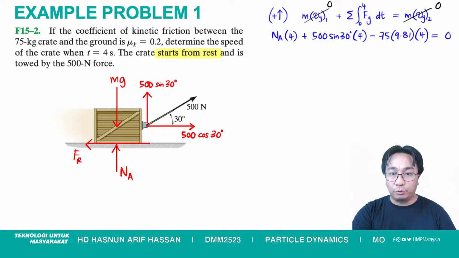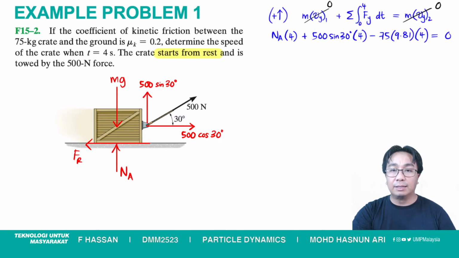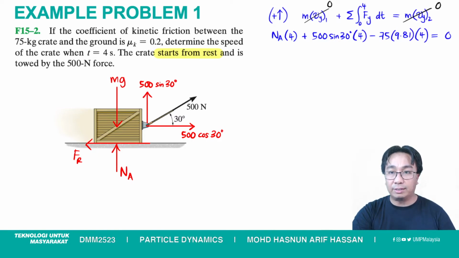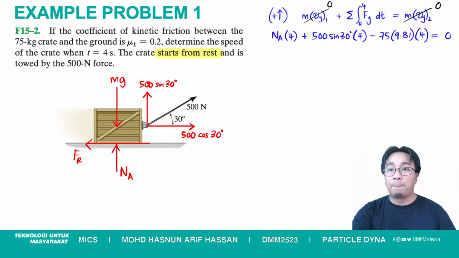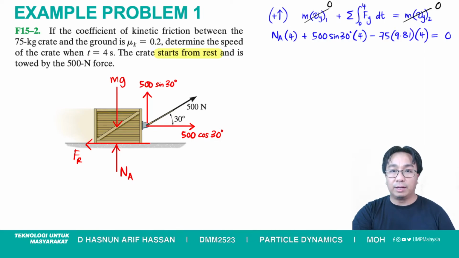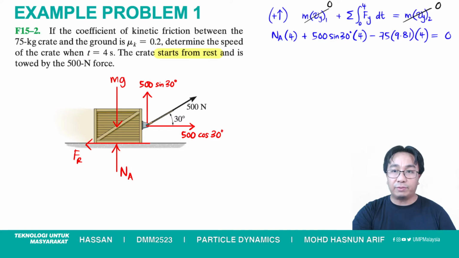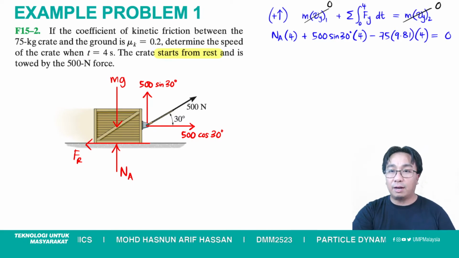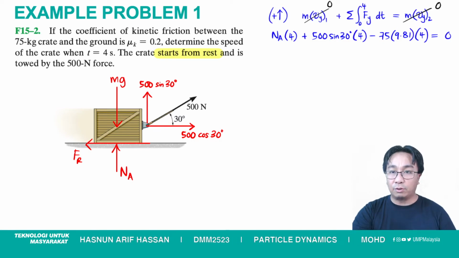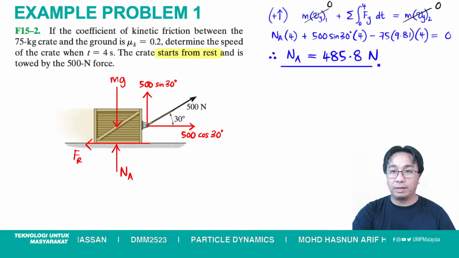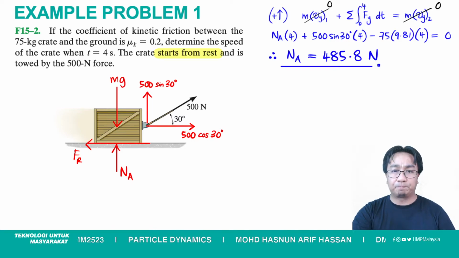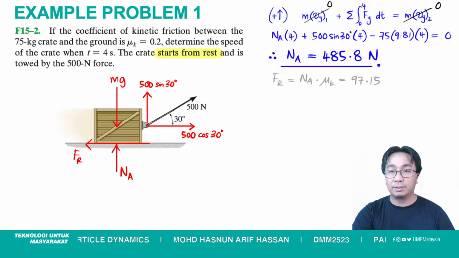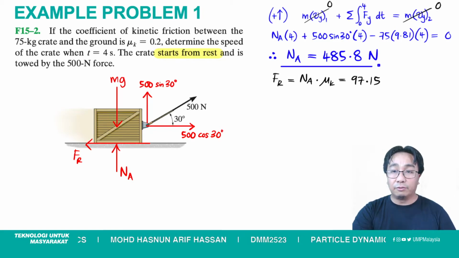And you also have 500 sine 30 pointing up, positive, so plus 500 sine 30, the force, multiplied with time 4, gives the impulse. Then we have the weight pointing down, so minus 75 times 9.81, the weight, multiplied with time 4 seconds. This is how you calculate the impulse. By solving this, you will get NA equals 485.8 Newton.